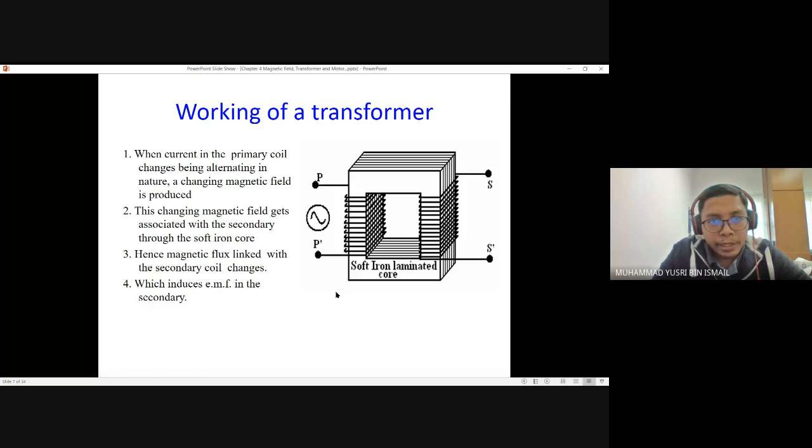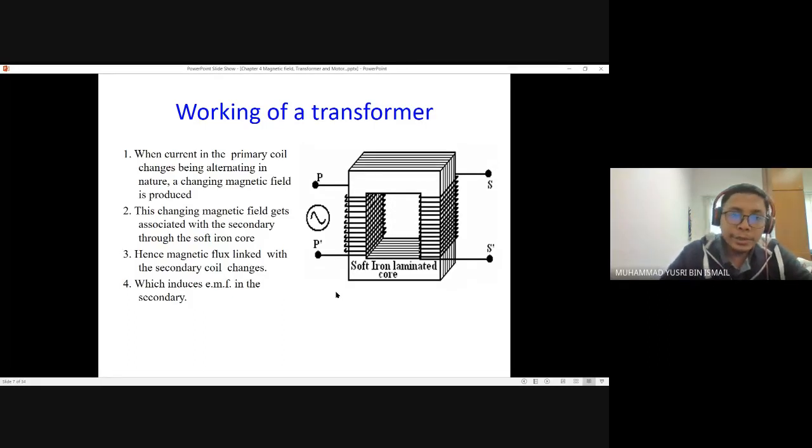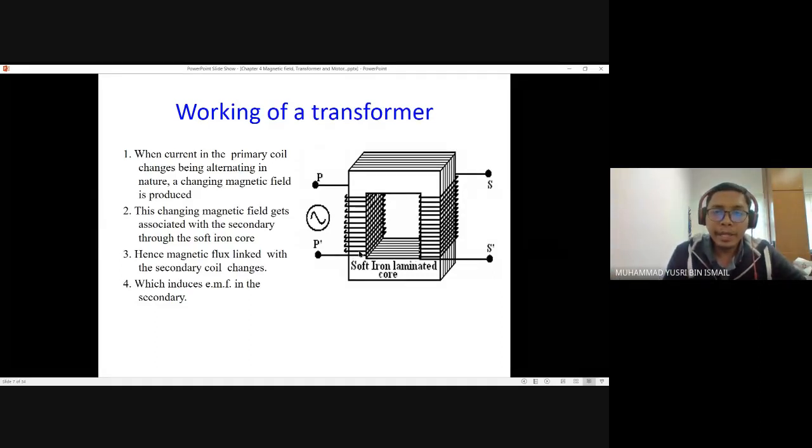This is the working of a transformer. When current is in the primary coil, changes being alternating in nature, a changing magnetic field is produced. The reason why a transformer uses alternating current is because you cannot move the core. If there is no movement, then there will be no magnetic field produced.